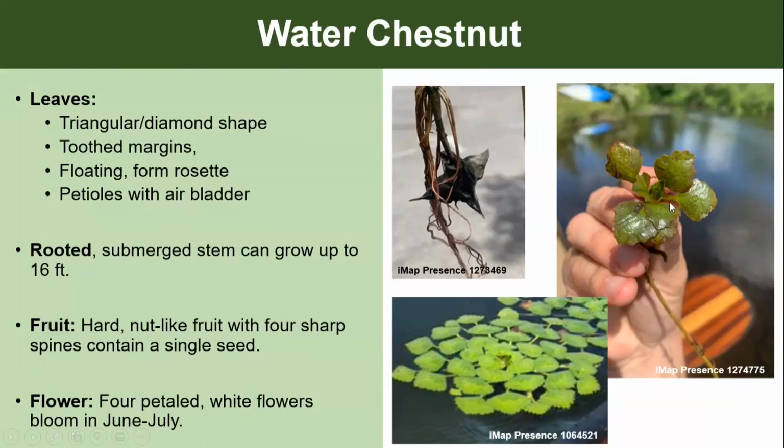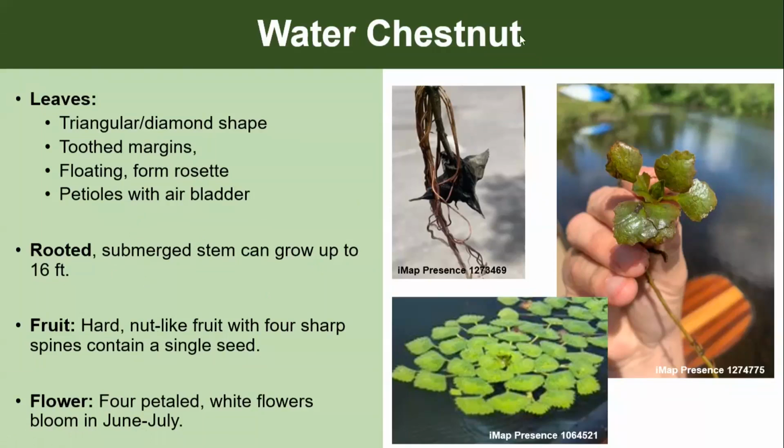And I don't know if you'll be able to see in any of these pictures, but the stem attached to the leaf, that's called the petiole. It's actually inflated a little bit with air, and that's why these leaves lay flat on the top of the water. So that's the leaves. That's the thing you're most likely to see because it'll be floating on top of the water. These are rooted plants, and their submerged stem can grow up to 16 feet. So in theory, it could be in water that deep, but the more common place you'll see it will be towards the shoreline and in the shallower areas.